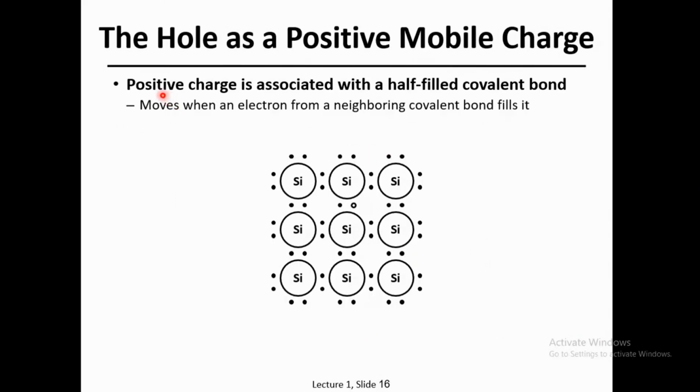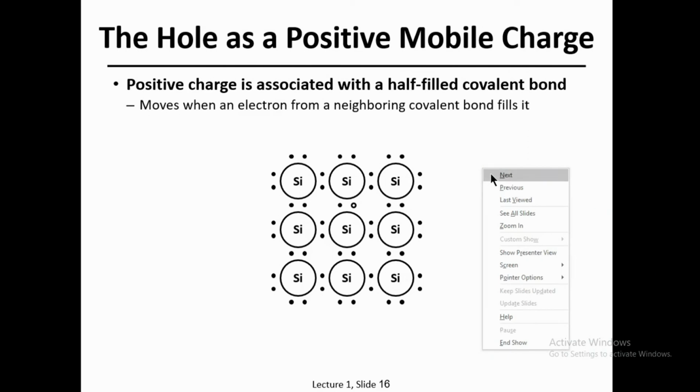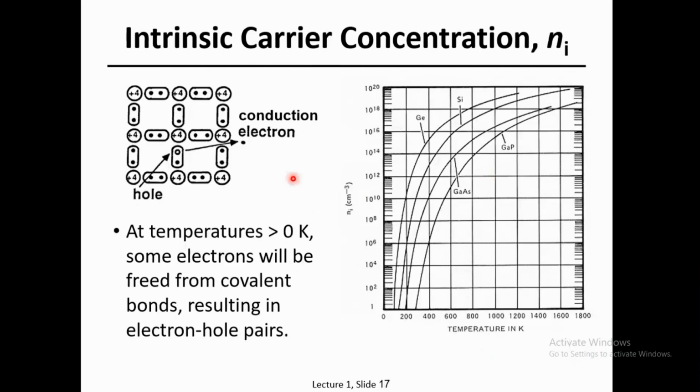Okay, so in here we said that positive charge is associated with a half-filled covalent bond, and it moves when an electron from a neighboring covalent bond fills it. Of course, this happens, as we said, because what caused this conduction electron to get out from here is raising the temperature, and that forms an electron hole pair, as I have just mentioned.